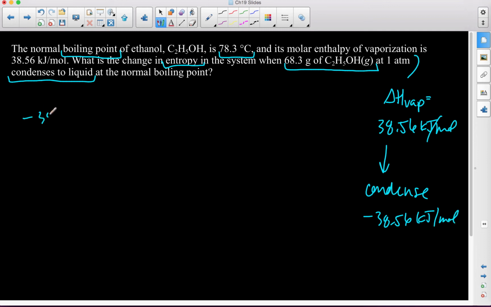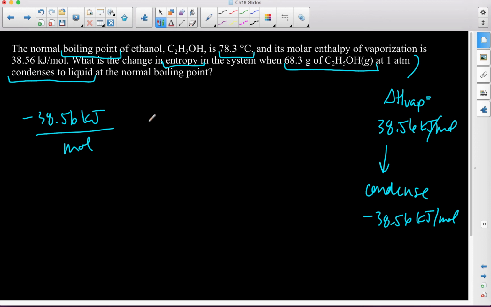We have our negative 38.56, and let's say you didn't remember that other equation. I know it was on the last slide, so most of you probably remember, but we know that this is the heat of vaporization, or the amount of heat released when we condense, because that's an exothermic process, right? Anytime we reestablish connections, energy is released. Anytime we break connections, energy is required. Okay, so we have this. We also know, oh look, we have some grams up here. We know that there are 68.3 grams, okay?